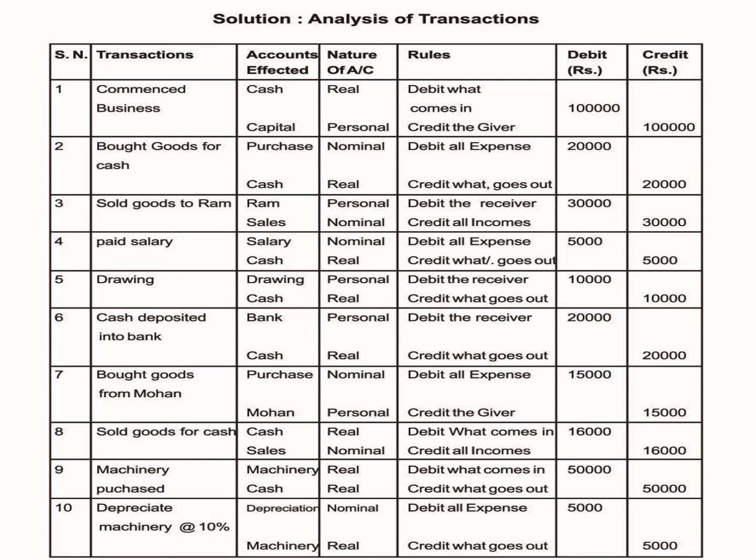Bank is a personal account. Debit the receiver. Cash is a real account. Credit what goes out. Purchase is a nominal account. Debit all expenses and losses.